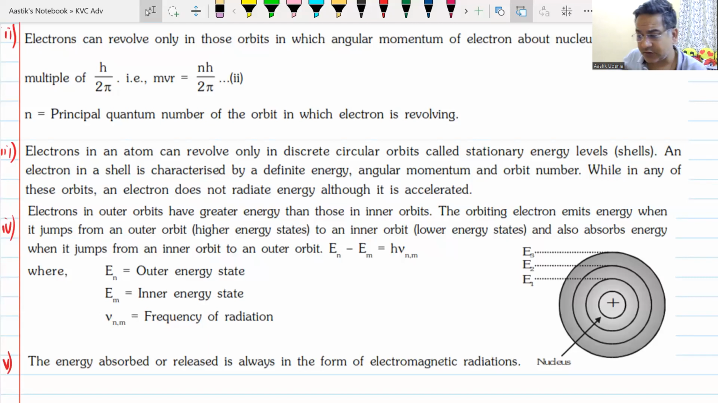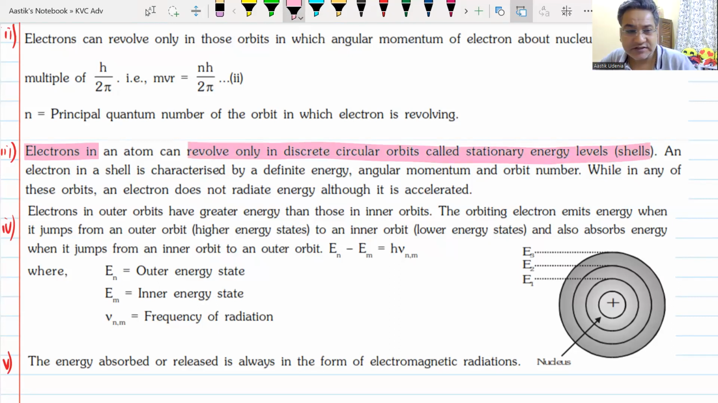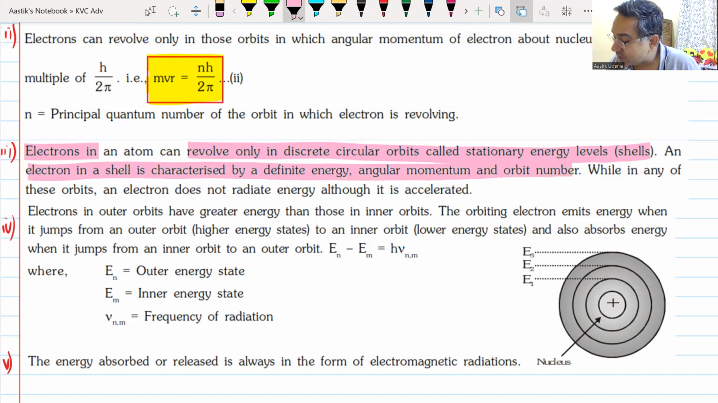Now, as I said, the electrons can only revolve in discrete circular orbits, and these are known as stationary orbits, stationary shells or stationary energy levels. Only those orbits are allowed where the angular momentum is nh by 2 pi. I hope you remember this. Yes or no? Yes. Where h is Planck's constant and n is the number of the orbit, or the principal quantum number. Yes or no? When they're orbiting in this stable shell, they have a definite energy, angular momentum, and velocity.